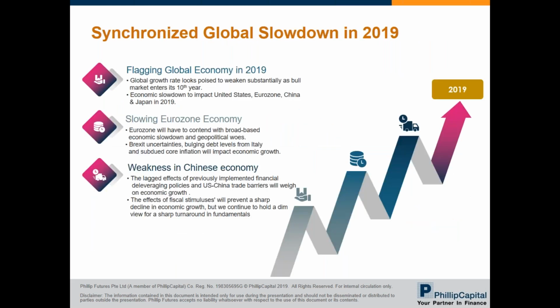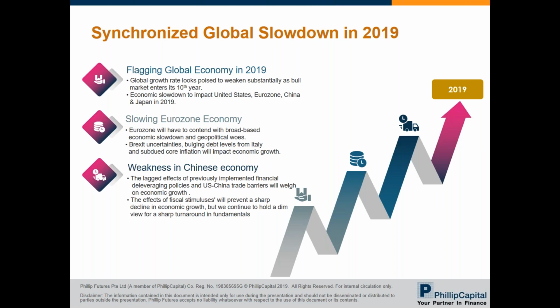So again, three key points just to sum up my view on a global slowdown in 2019. First, of course, flagging global economic growth in 2019. The bull market enters its 10th year and starts to flag. This is not saying that it's going to end next year, but we do see softer conditions. It really depends on what the central bankers are going to do to negate this. Eurozone economy, we still feel the developed markets are likely to slow down, and geopolitics is likely to impact market confidence. With Brexit, there is a lot of uncertainty.